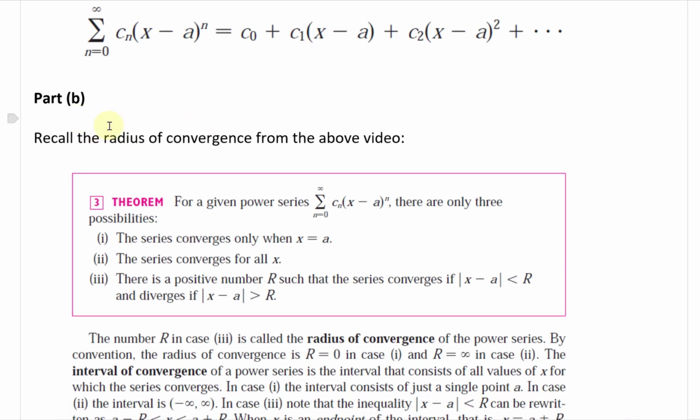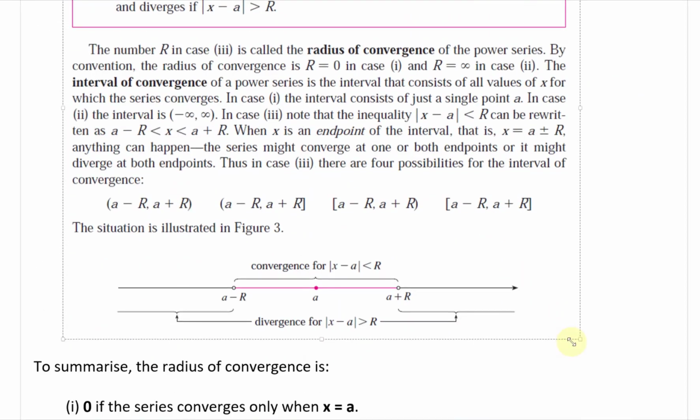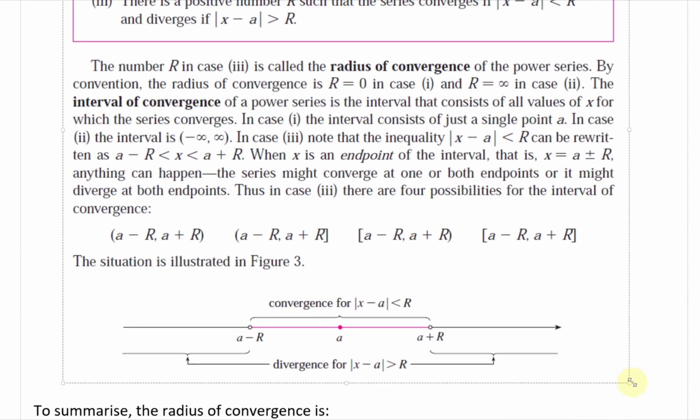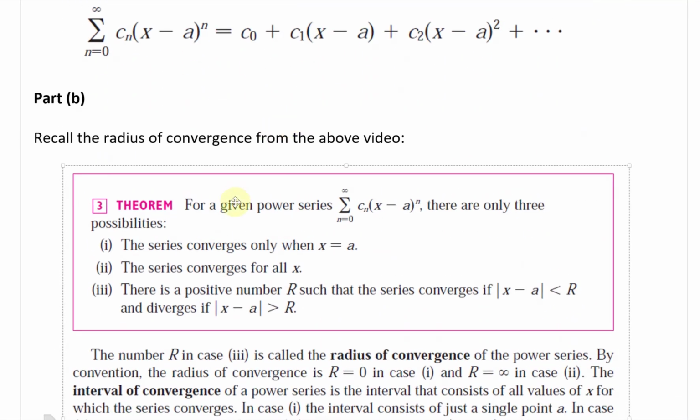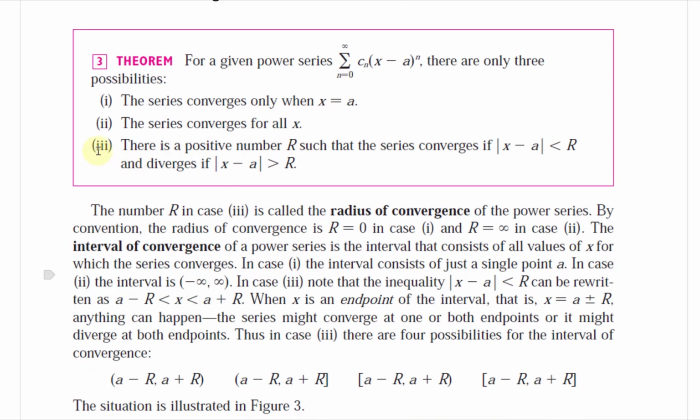So part B, recall the radius of convergence from the above video. So this one right here. And I'll just make this bigger here. So just read up on these notes here. So theorem: for a given power series, summation from n equals 0 to infinity of Cn times x minus a to the power of n, there are only 3 possibilities. Either the series converges only when x equals a, the series converges for all x, or 3, there is a positive number r such that the series converges if the absolute value of x minus a is less than r, and diverges if the absolute value of x minus a is greater than r.